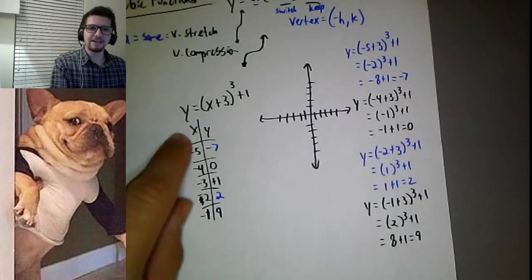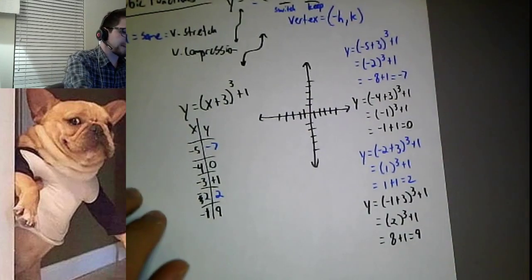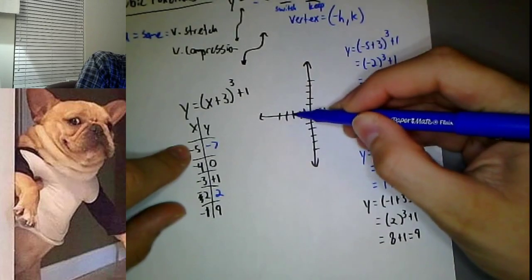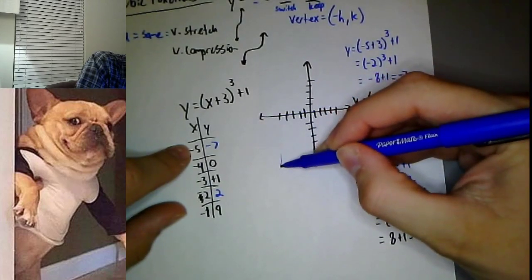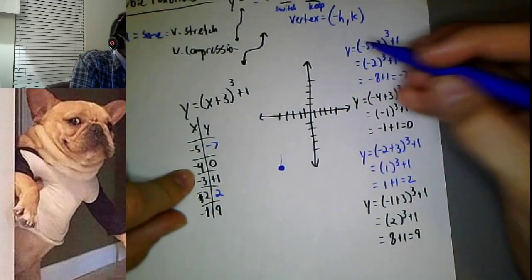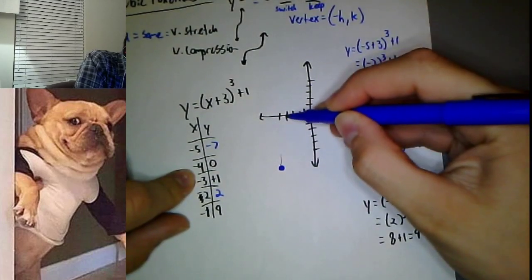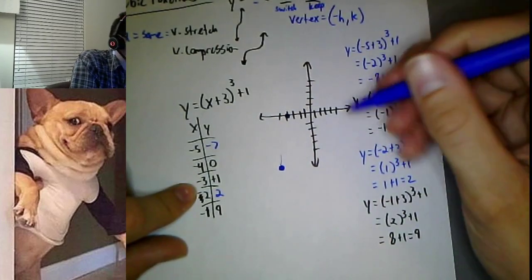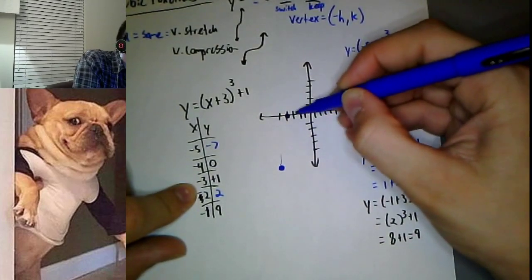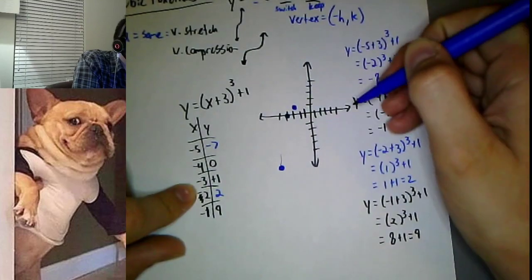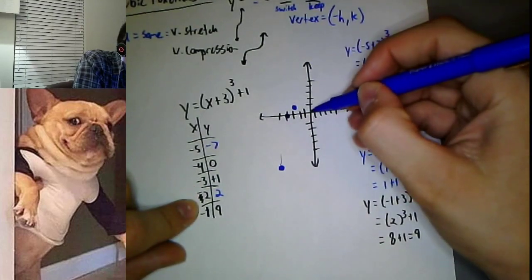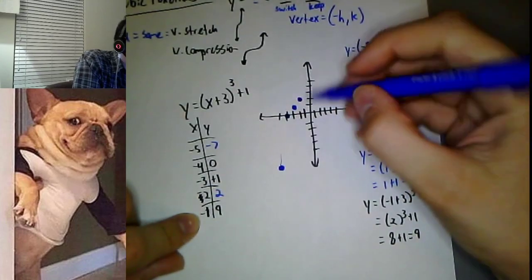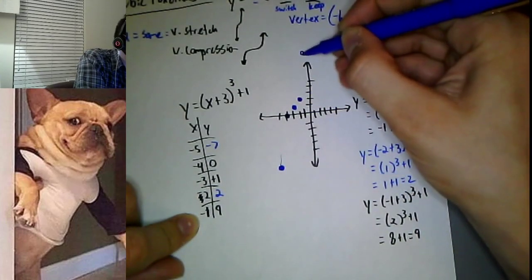So I have a full table. So let's graph these numbers. Left 5, down 7. 1, 2, 3, 4, 5, down, way down here somewhere. Left 4, stay put. Okay? 1, 2, 3, 4, stay put. Left 3, go up 1. Left 2, up 2. Left 1, up 9, way up here somewhere.